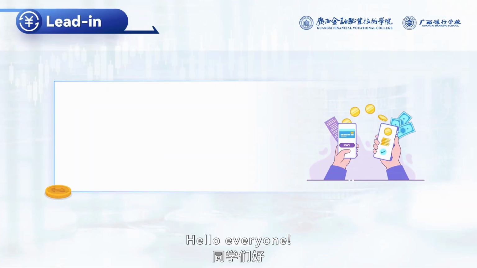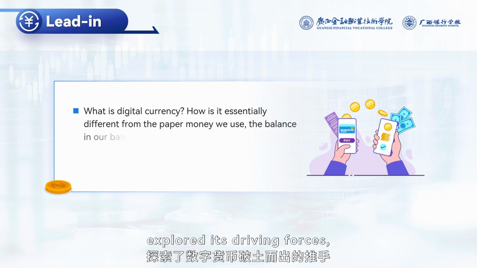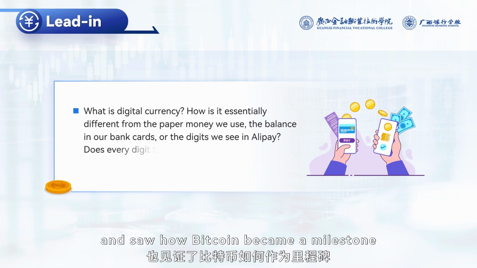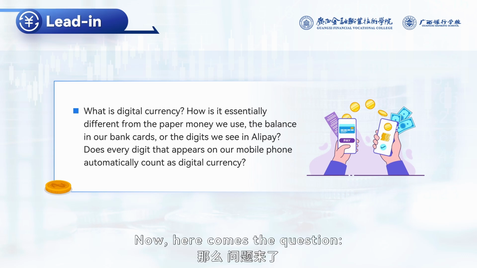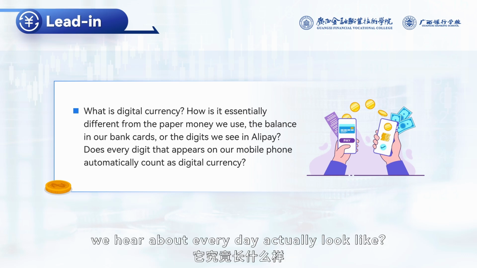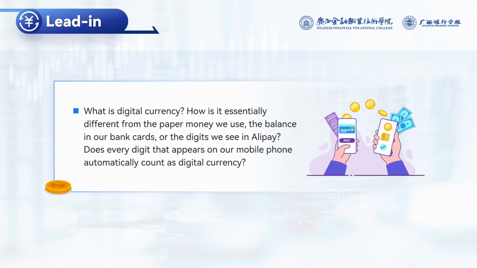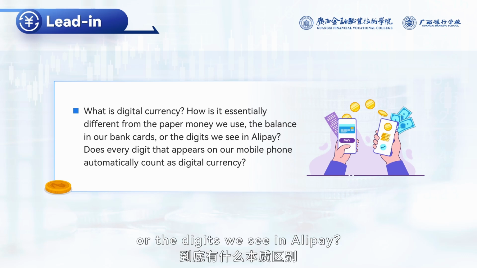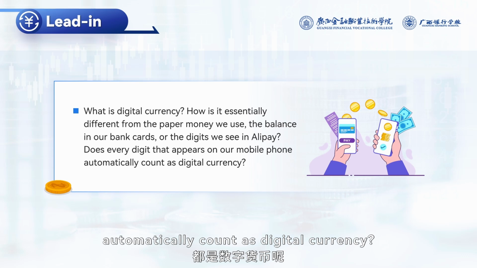Hello, everyone. In our last lesson, we traced the origins of digital currency, explored its driving forces, and saw how Bitcoin became a milestone that sparked a wave of private digital currencies. Now, here comes the question: what does the digital currency we hear about every day actually look like? How is it essentially different from the paper money we use, the balance in our bank cards, or the digits we see in Alipay?